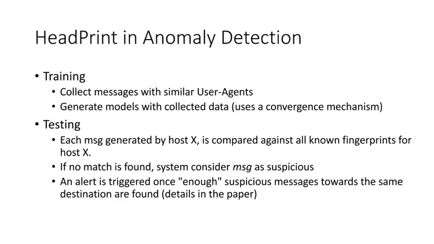And then during the testing, we verify whether each message generated by the host matches one of the fingerprints or not. If no match is found, the message is considered suspicious, and then the alert is triggered once we have enough messages towards the same destination. We have more details of this in the paper. The idea is that if the amount of data being sent towards a specific destination is high enough, according to a threshold, then we trigger.